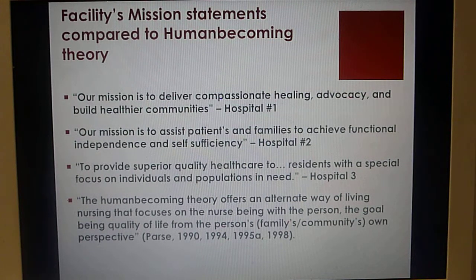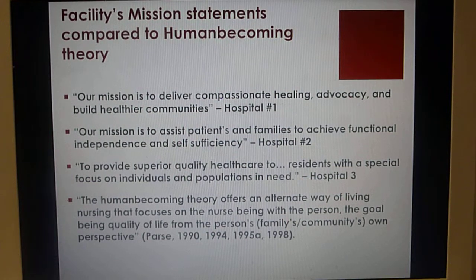The third hospital's mission statement is to provide superior quality health care to residents with a special focus on individuals and populations in need. And then the quote we have from the Human Becoming Theory is, "The Human Becoming Theory offers an alternate way of living nursing that focuses on the nurse being with the person, the goal being quality of life from a person's, family's, community's own perspective." And we feel like that is the heartbeat of Human Becoming, focusing on the individual, and we see that all these hospitals' mission statements are very in line with that theory.